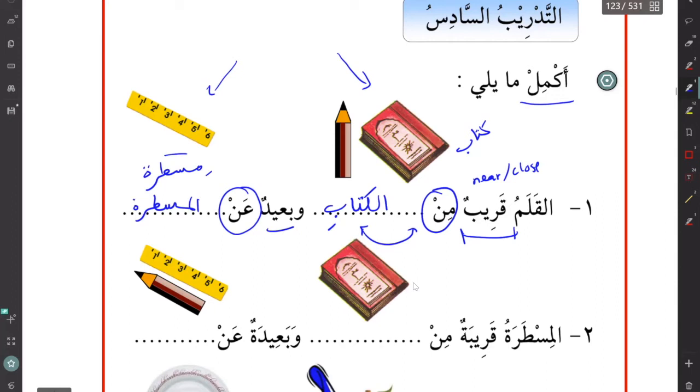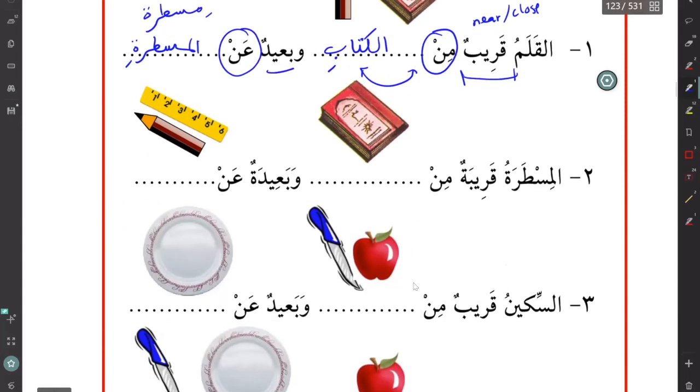Al-mistarati. If you write it like that, this usually means it's not a fatha, because when you write something like that, it's handwriting. It doesn't mean fatha, it means two dots. And if you write something like that, it means three dots. Okay, but for this class, I usually write it like that so that you guys don't get confused. وَبَعِيدْ عَنِ الْمِسْطَرَةِ, and far from the ruler.